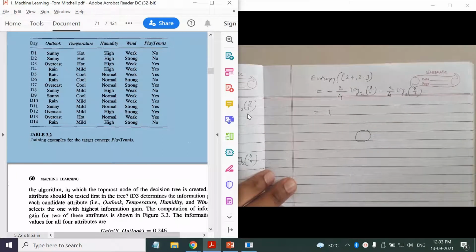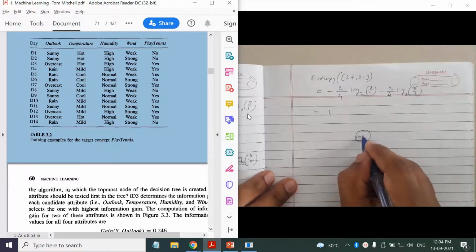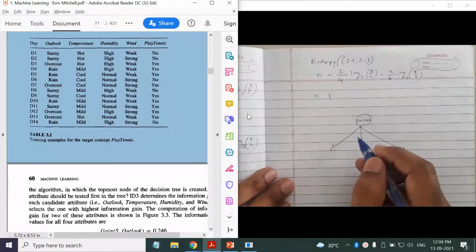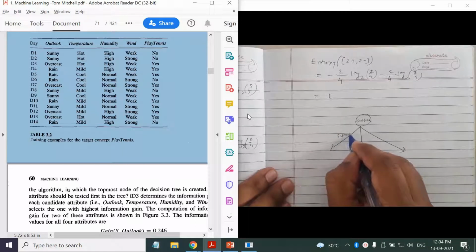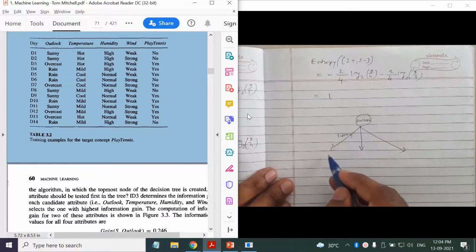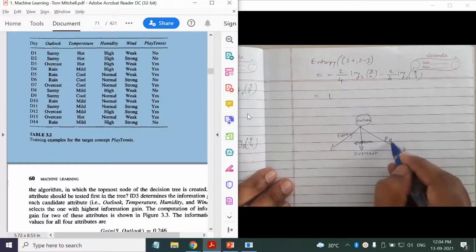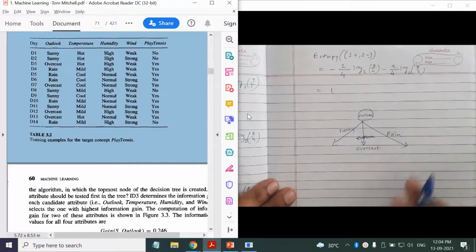So partial decision tree will look like this. Outlook has 3 values. So this is branch where outlook equals to sunny. This is the branch where outlook equals to overcast. ये रहेगा overcast का. And this is outlook when it is raining.